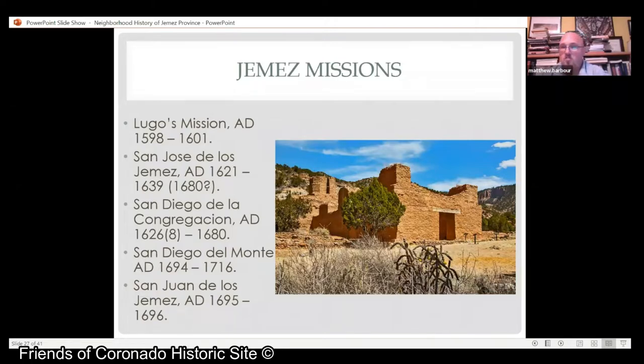The first was Lugo's mission, which was probably at Jemez Historic Site. And we have evidence of it at Jemez Historic Site that we believe is Lugo's church, but we don't know that for sure. And of course, the bigger one, the one you see in the picture there, the one we protect and preserve today, is San Jose de los Jemez, or San Jose Pueblo, or mission. That's the big one, and it went from about 1621 to 1639, maybe up to 1680.